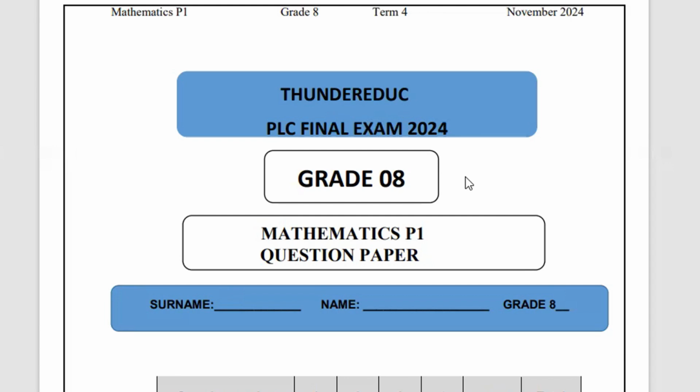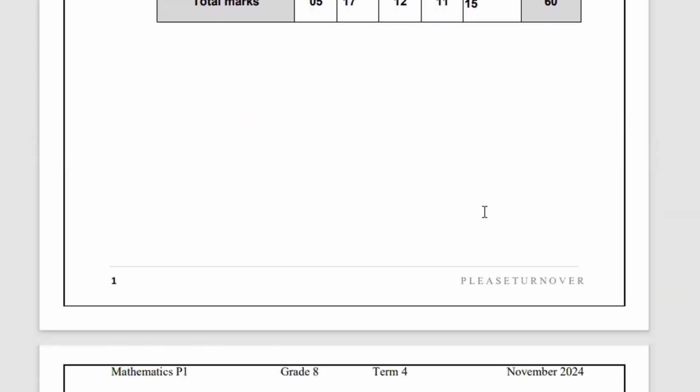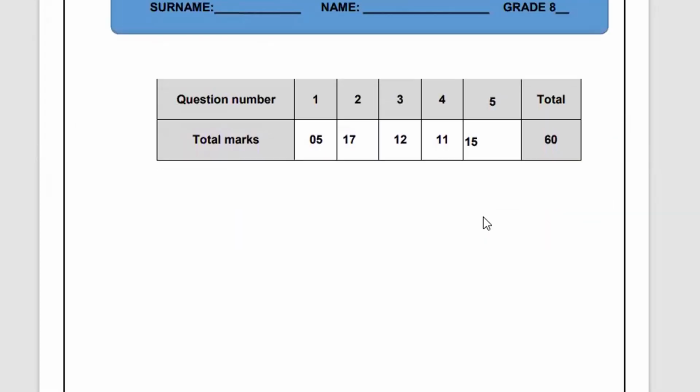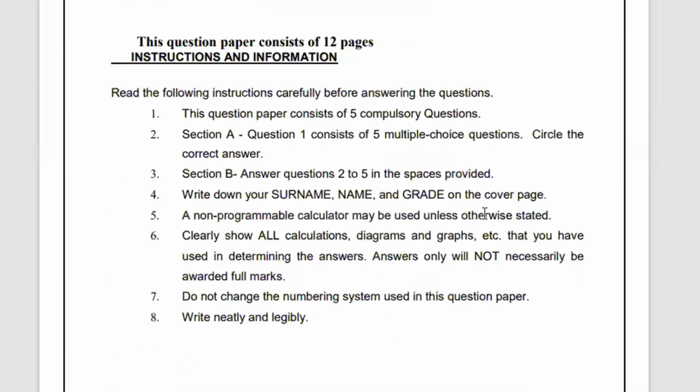So in this paper, we have roughly 10 topics that we shall be looking at, but not too much of every topic. Once every topic is covered, bit by bit, the questions will be explained. This particular paper has 5 questions, and these are the instructions: the paper consists of 5 composite questions.